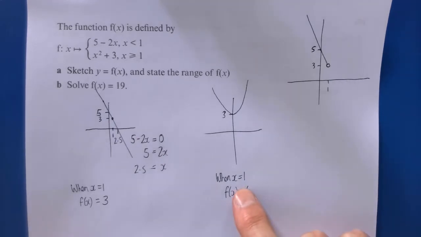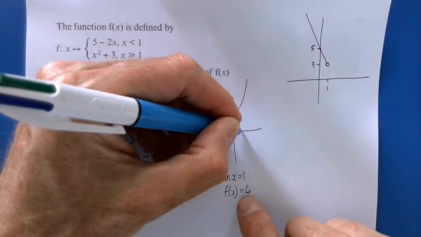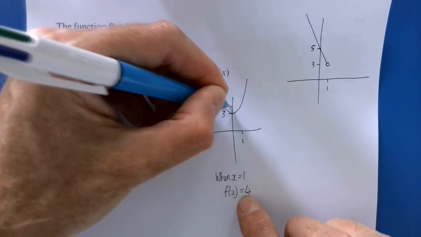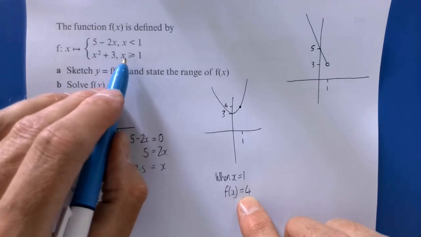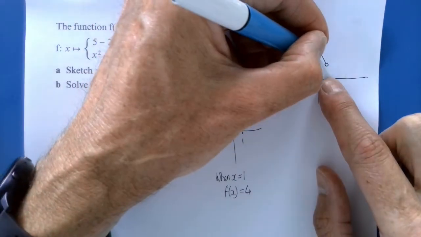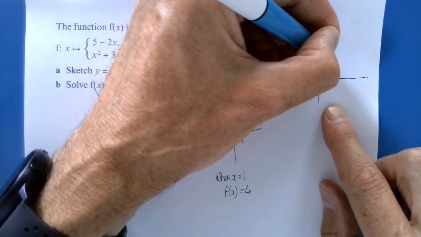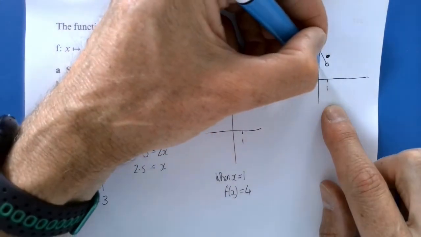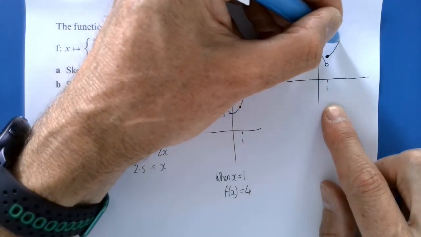Okay, so when x is equal to 1, we jump to this function. Now, when x is 1 in this function, y is 4. So I know that that's going to go through 1, 4. And x can be 1 now. So when we get to 1, we jump from that point to this point. And I'm going to put a closed dot there because it can actually be that value. And don't forget, the graph is curving up like that, so it's going to look like that.